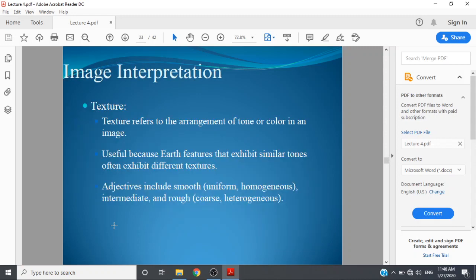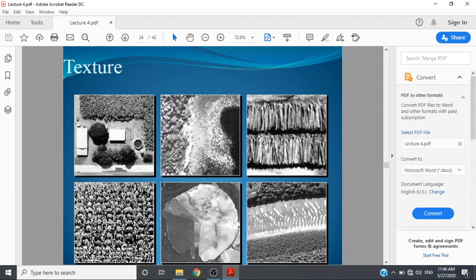Image interpretation, texture. Texture refers to the arrangement of tone or color in an image. It is useful because earth features that exhibit similar tones often exhibit different texture. Adjectives include smooth, uniform, or homogeneous, intermediate, and rough, coarse or heterogeneous texture. So here is the texture with different tone and colors.